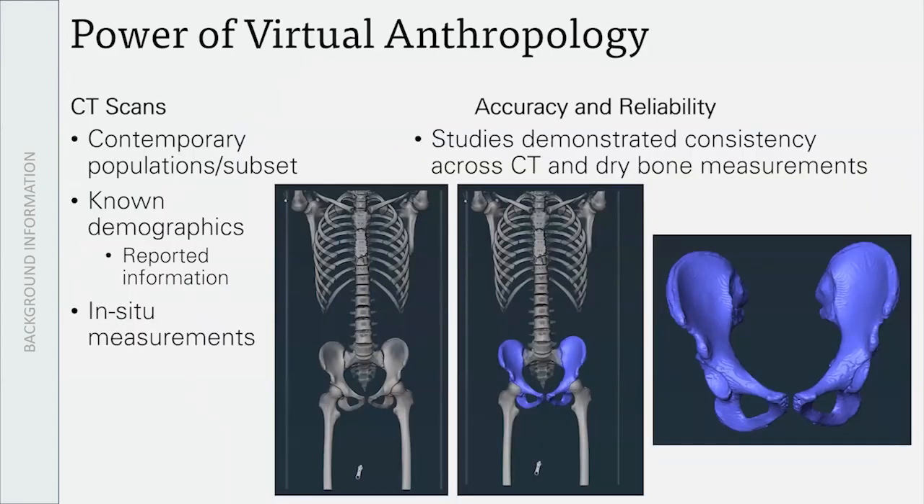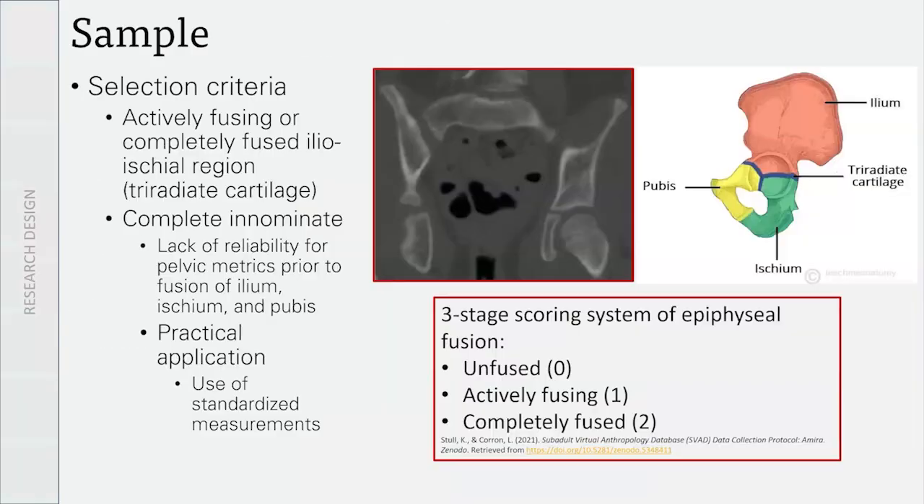The use of computed tomography, or CT scans, has addressed many, if not all, of the problems that have been facing subadult skeletal analyses. The use of CT scans allows for the analysis of a contemporaneous population with known demographics, in situ measurements, and a large number of individuals. The individual skeletal elements can be selected, isolated, and reconstructed using a 3D surface model. Studies have demonstrated the reliability and accuracy of measurements across CT and dry bone such that they are comparable, and therefore methods developed using CT imagery can be applied to dry bone cases.